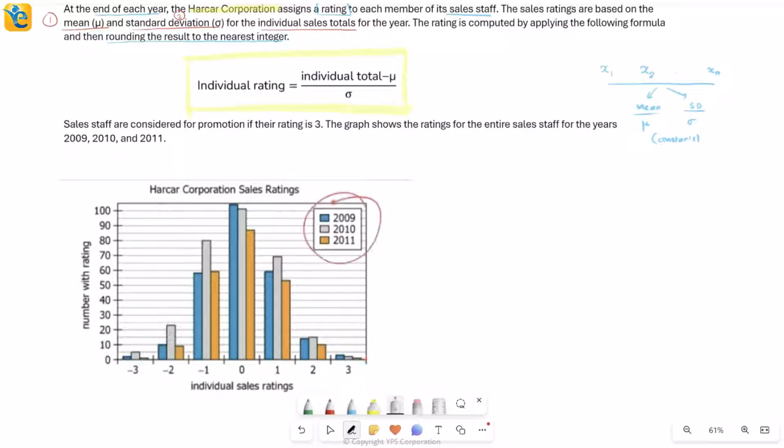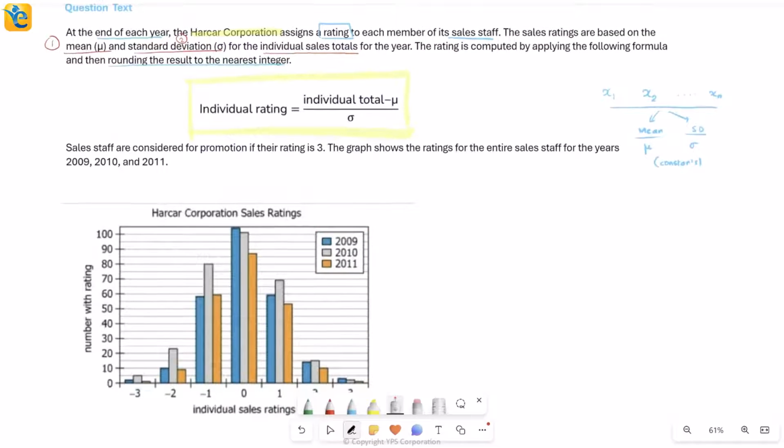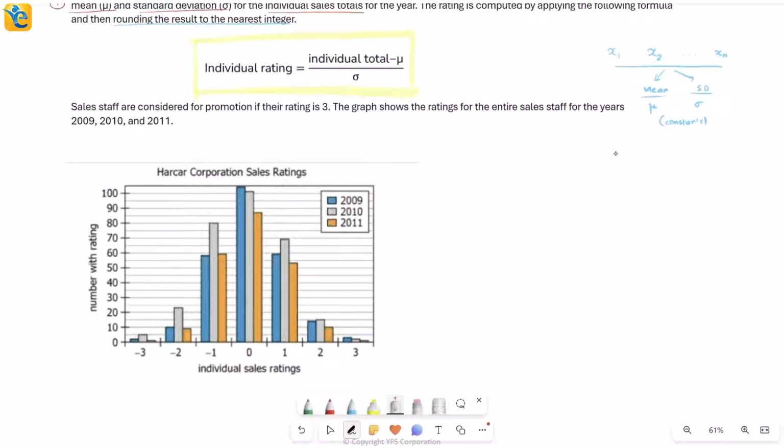And here are the years 2009, 10, 11. Since the ratings are assigned at the end of each year, it means I'm looking at the end of 2009, 2010, and 11. And different colors here will help me identify different cases. And this here is the number with rating. What does that mean? Let me take an example. Say I take the zero rating.